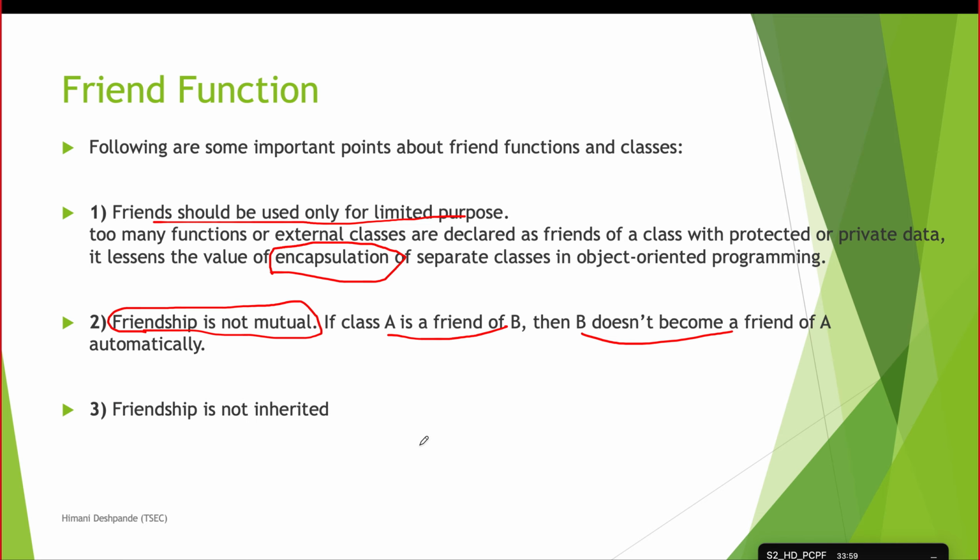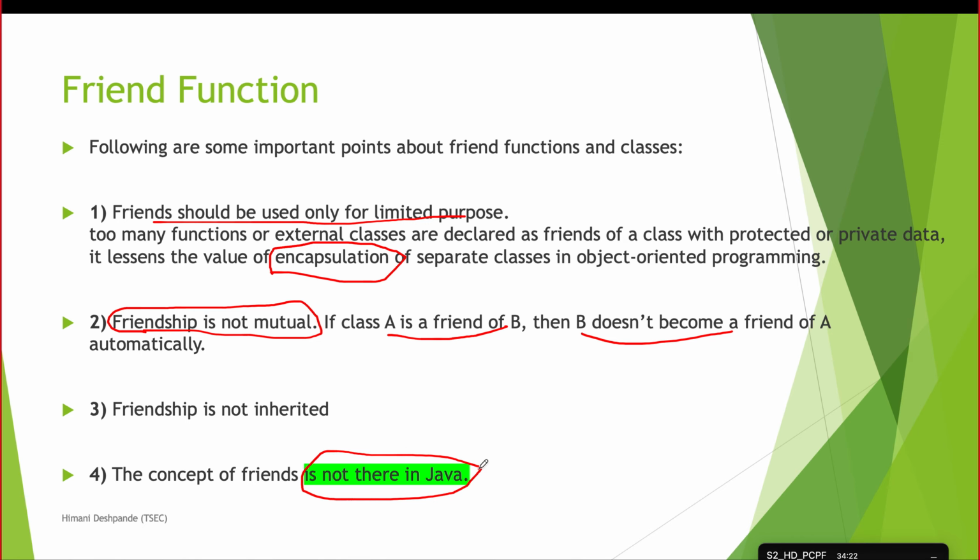After that, friendship is not inherited. Obviously, your mom's best friend cannot be your best friend. In the same way, the inheritance concept does not apply. If you are inheriting a class, that doesn't mean you are inheriting the friend functions as well. The last thing is that the concept of friend function is not there in Java. This friend function concept is there in C++ only.